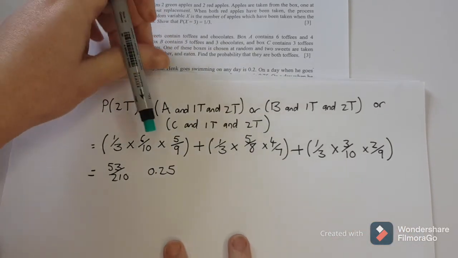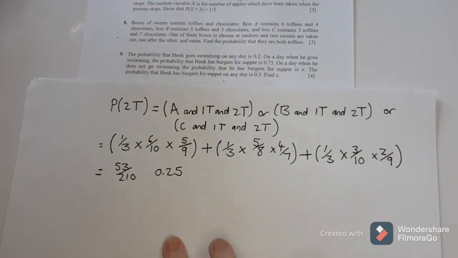Okay, and if I look at the very last example that I have, the probability that Henk goes swimming on any given day is 0.2. And on a day when he goes swimming, the probability that Henk has burgers for supper is 0.75. Now, on a day when he does not go swimming, the probability that he has burgers for supper is x. And the probability that Henk has burgers for supper on any day is 0.5. And we're asked to find x.